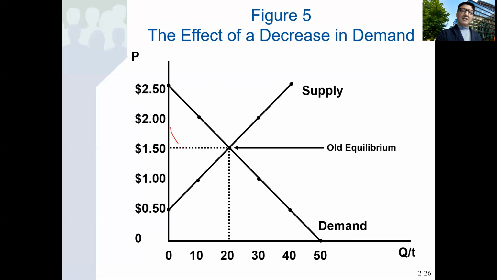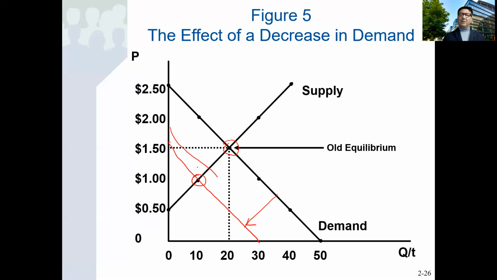So it's going to look like this. Demand will shift downward, right? So now the demand decreases. What happens? This is the old equilibrium. Now the new equilibrium will be right here, at this price.